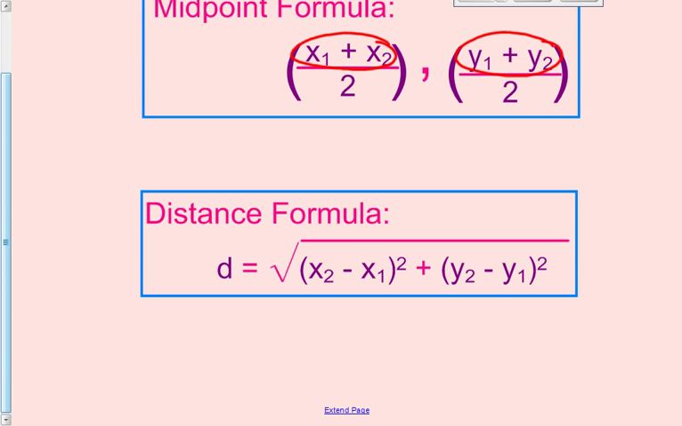The distance formula is to find, obviously, the distance between 2 points, or the distance of that segment. In that one, you take the square root of x2 minus x1, take that difference and square it, and you take the differences of your y's, square it, add them up, and take the square root of that number. So we're going to put those into practice today.